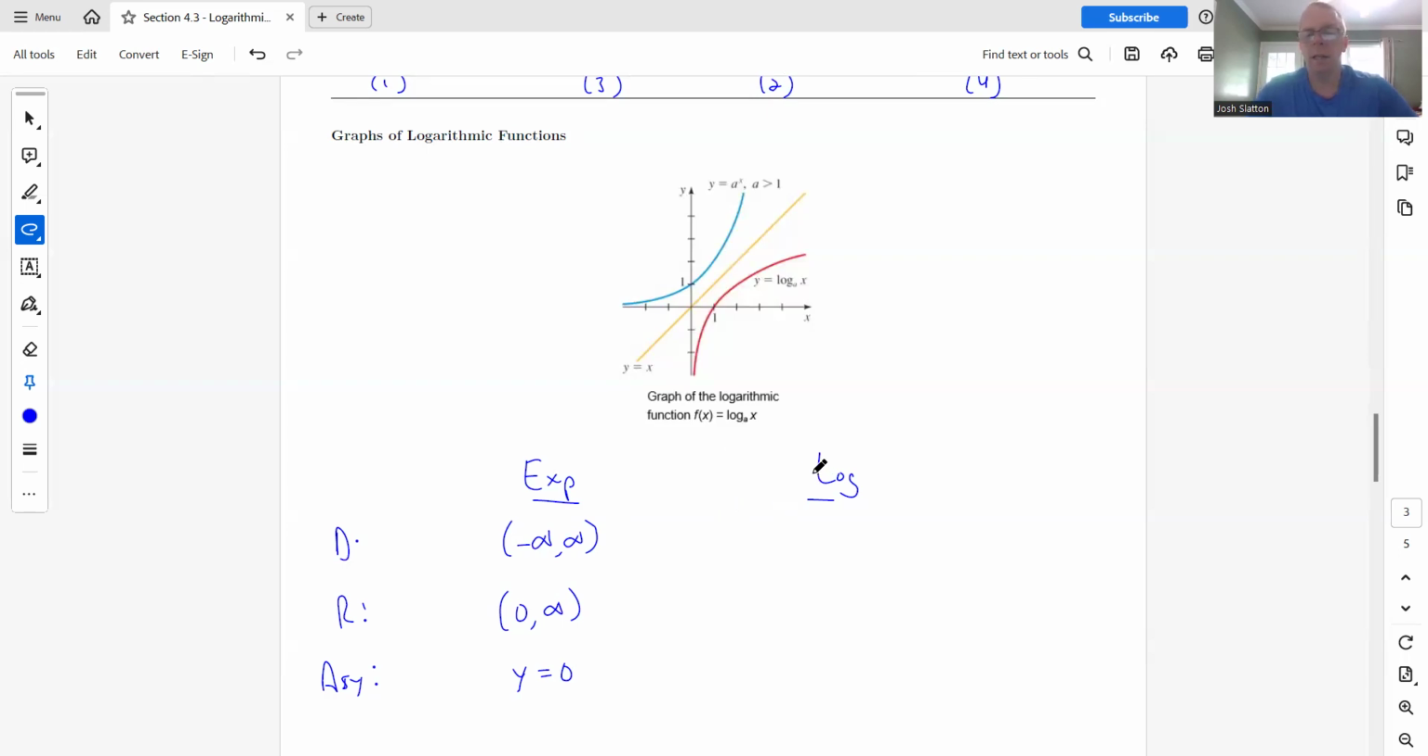Now with the logarithm, because these are inverses of each other, the range is going to be all real numbers, and the domain is going to be 0 to infinity. So they switch because they are inverses of each other. And instead of having an asymptote at y equals 0, the logarithm has a vertical asymptote at x equals 0. So this one's horizontal, this one is vertical. The logarithm will always have, well, any that we're going to see, you can probably create one that doesn't, but all the ones that we'll see, the logarithmic function has a vertical asymptote.